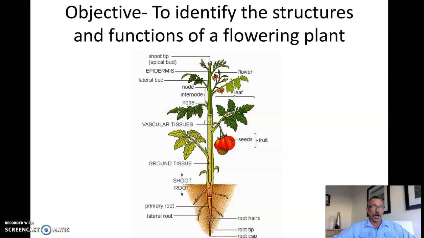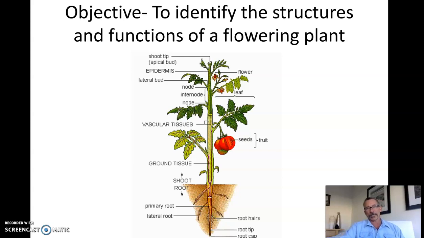In fact, the only non-flowering plant we probably see on a day-to-day basis is anything in the pine family, or the conifers as they're called. They have cones instead of flowers. So almost every plant that you typically see is a flowering plant. So we are talking about most plants now.